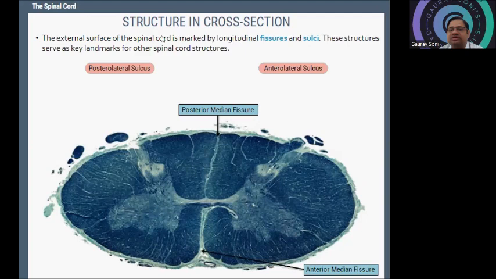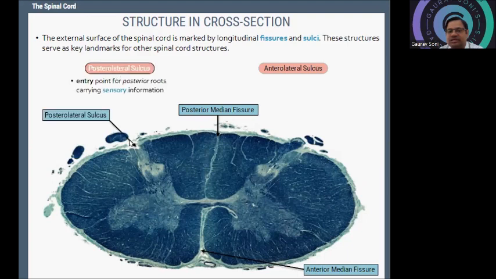Next, one more structure we can see. The external surface of spinal cord is marked by some features and sulci. These structures serve as the key landmarks for the spinal cord structures. So you can see the posterolateral sulcus. This one is posterolateral sulcus, entry point for posterior root carrying the sensory information.